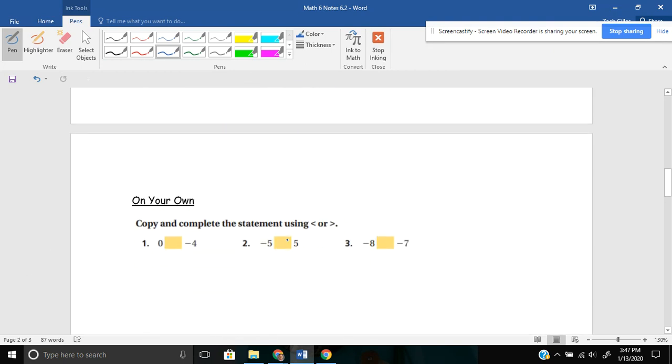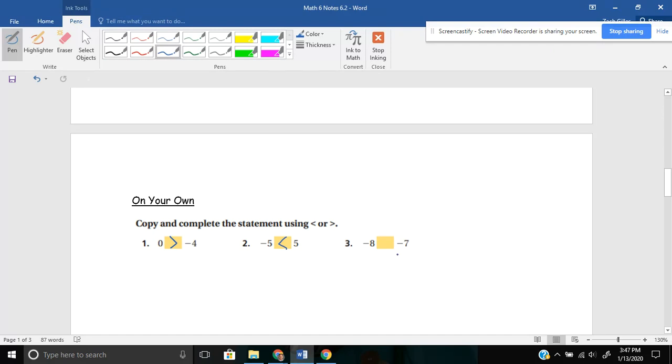All right, go ahead and pause the video here for the first section of On Your Own problems. Number 1, 0 is greater than negative 4. It's kind of weird that 0 can be bigger than something, but now when we introduce negatives, it kind of seems logical. Number 2, negative 5 is less than 5. Again, positive numbers are always greater than negative numbers.